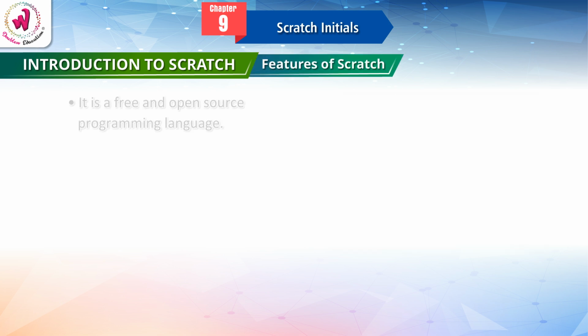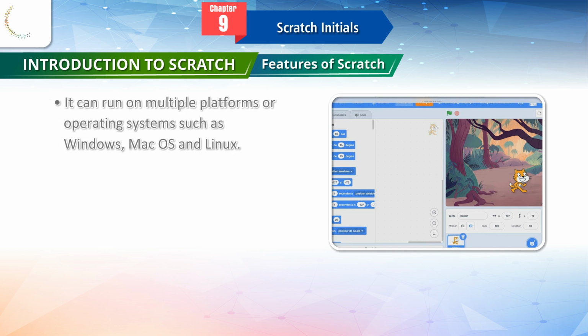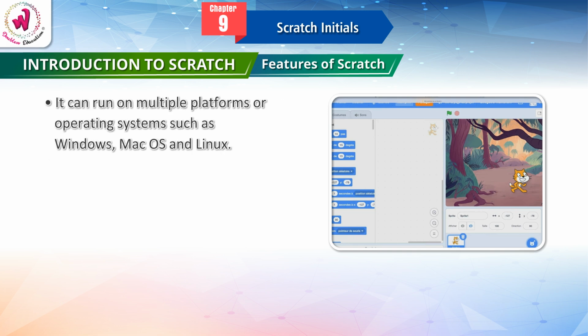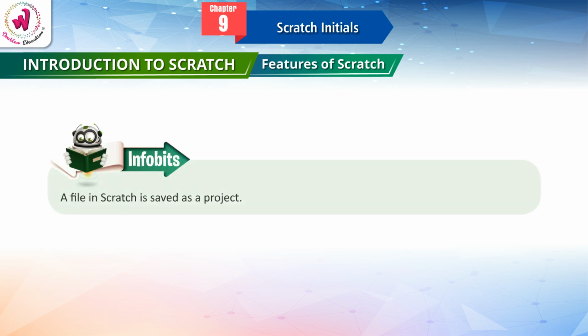Features of Scratch. It is a free and open-source programming language. It is easy to learn and use. It can run on multiple platforms or operating systems such as Windows, Mac OS, and Linux. It provides a graphical environment where the user can connect blocks of codes to create programs. Info bits. A file in Scratch is saved as a project.